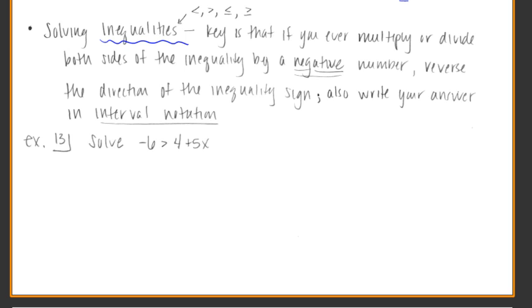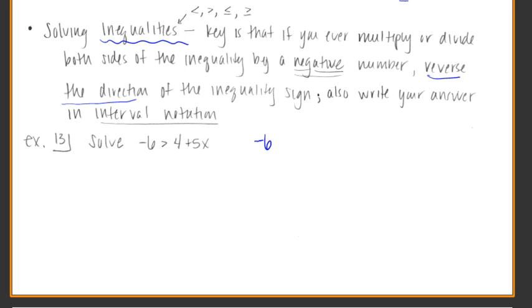And the key is it's just like solving a regular linear equation, what we started out with in 1.6. The only difference is that when you get to the point where you have to divide off that coefficient in front of your x term, if that coefficient is a negative number, you have to reverse the direction of your inequality sign. And other than that, you have to write your answer in a special way. But otherwise, it's just like solving a regular linear equation. So let's get started real quick into example number 13.